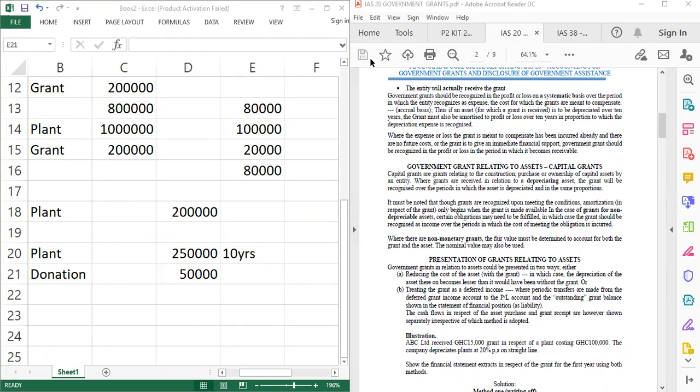It's donation, not grants. How would the entity account for this? We are 24 here. How would the entity account for that? The entity wants to buy a plant for 250,000, and the government made a donation of 50,000 towards the acquisition. The plant has a useful life of 10 years. How are you going to account for this?